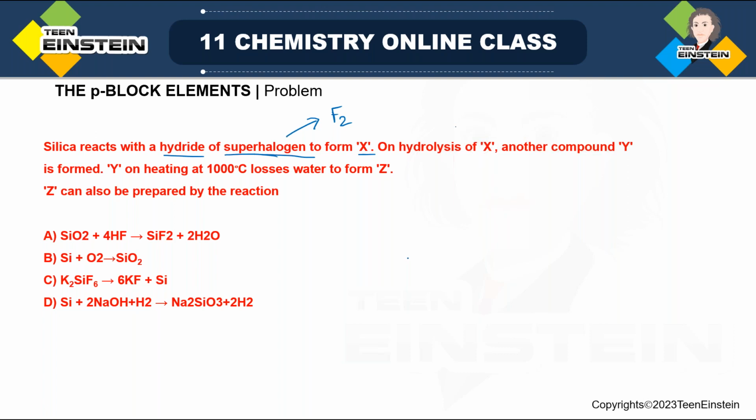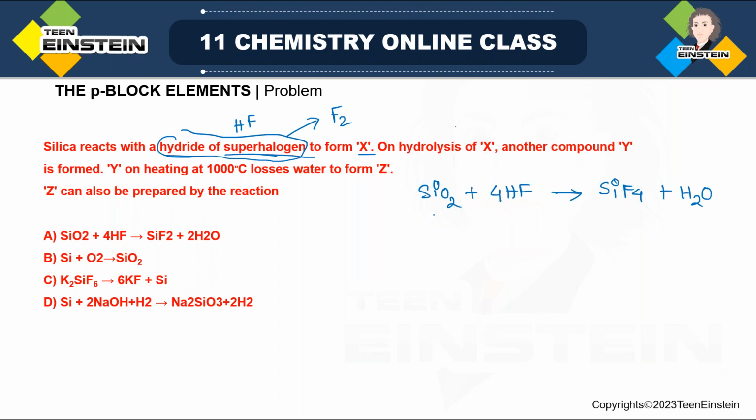So silica reacts with hydride of superhalogen. What is hydride of superhalogen? It is nothing but HF. Okay, and we have already seen that SiO2 can react with HF. Even if you don't balance it, is it okay? You just have to know what is the compound that is formed. SiF4 is the compound, and there is also formation of water. But actually what is formed here? Here SiF4 is formed. Okay.